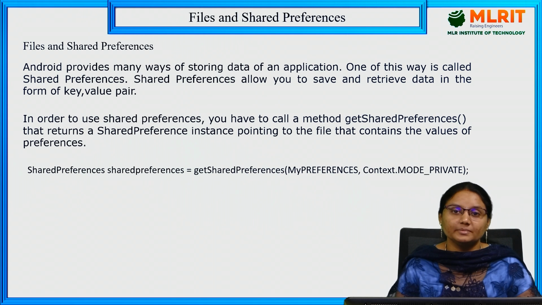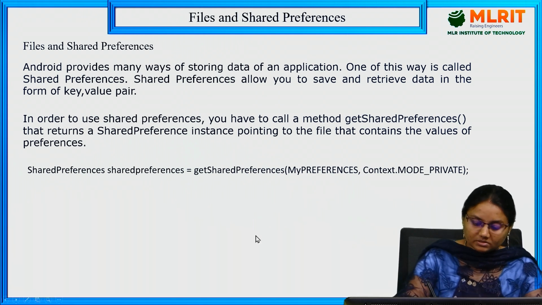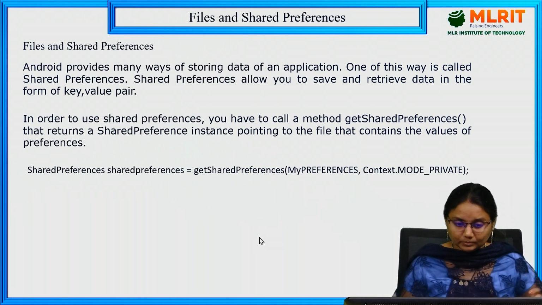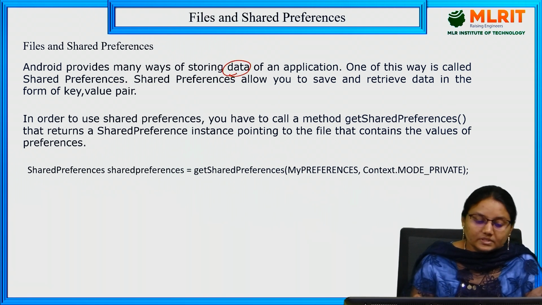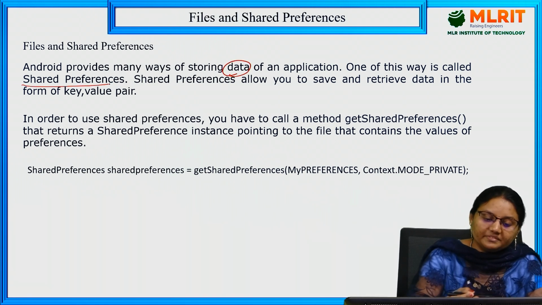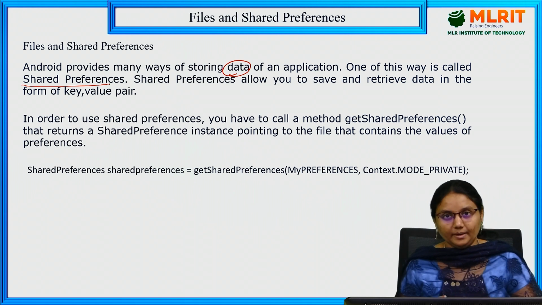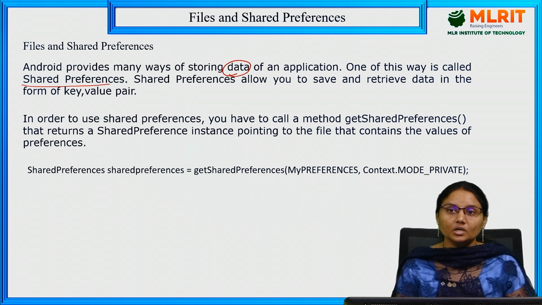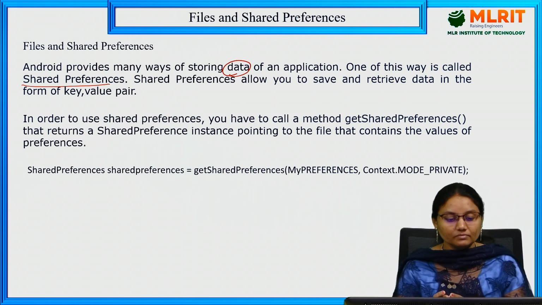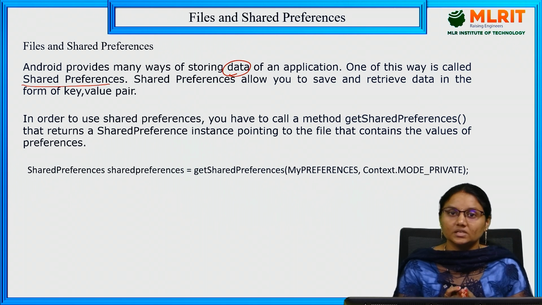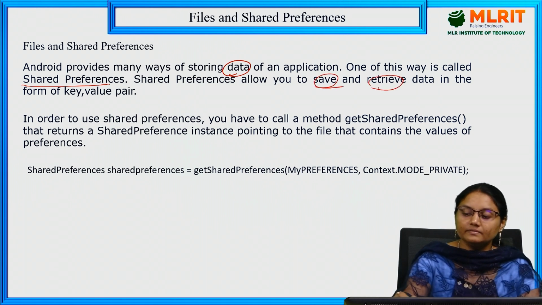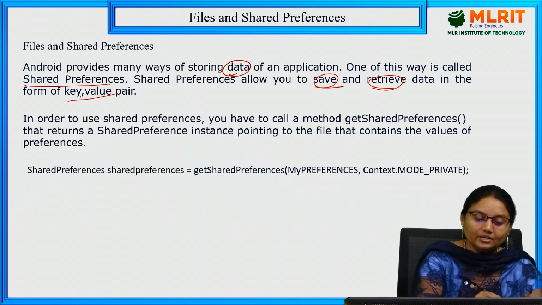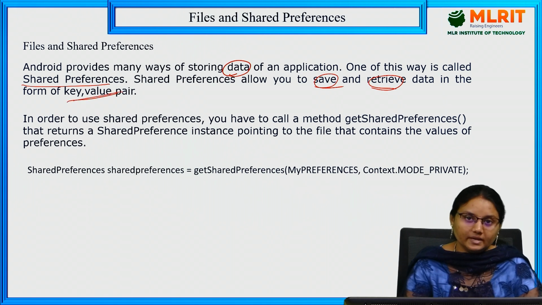Files and shared preferences. Android provides many ways for storing the data of an application, and one of these ways is called shared preferences. For storing the data, if you have to work on the data, you have to store the data and work on it, for which we need a shared preference. It allows you to save the data and retrieve the data in the form of key value pairs. So, that is the use of shared preference.